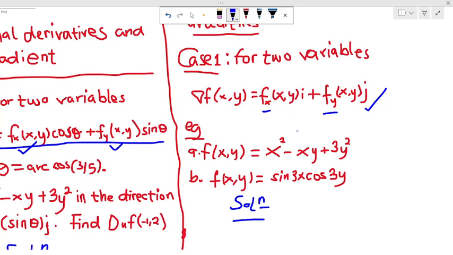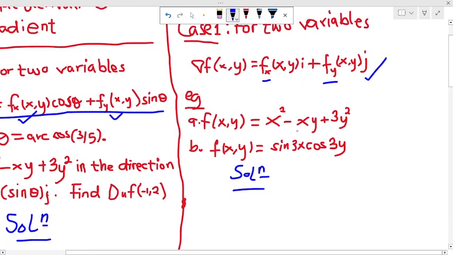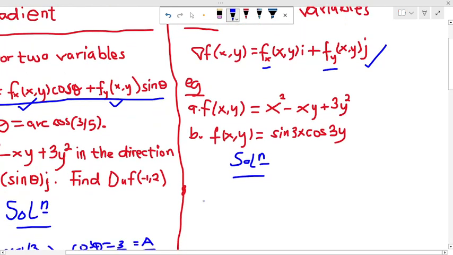In our next tutorial, we are going to go through the second case, and there we are going to consider 3 variables. So now with the 3 variables, we are going to have x, y, z, and in that case our vectors are going to be i, j, and k. Now let's quick start with our first example.